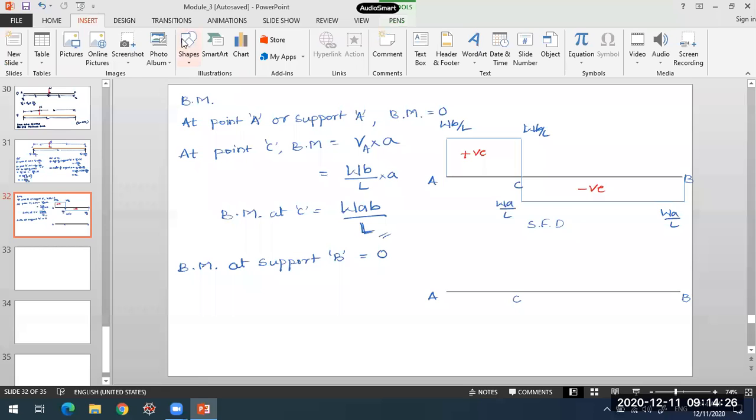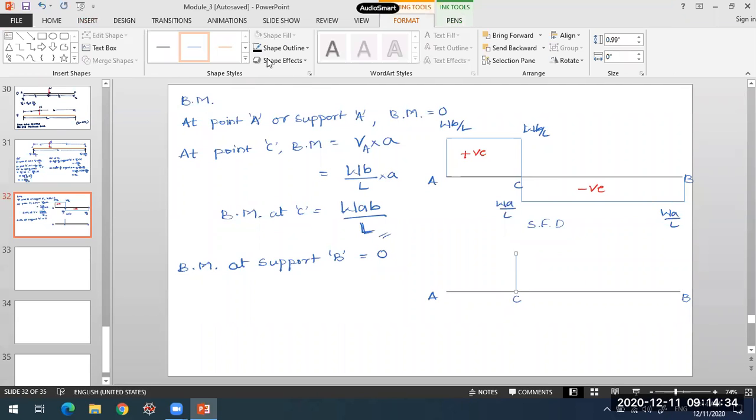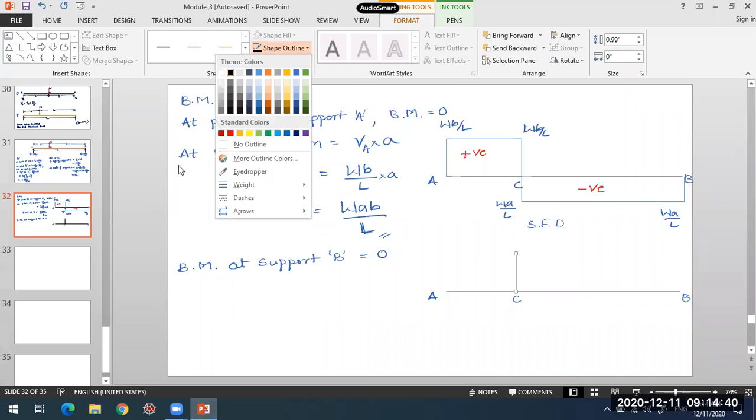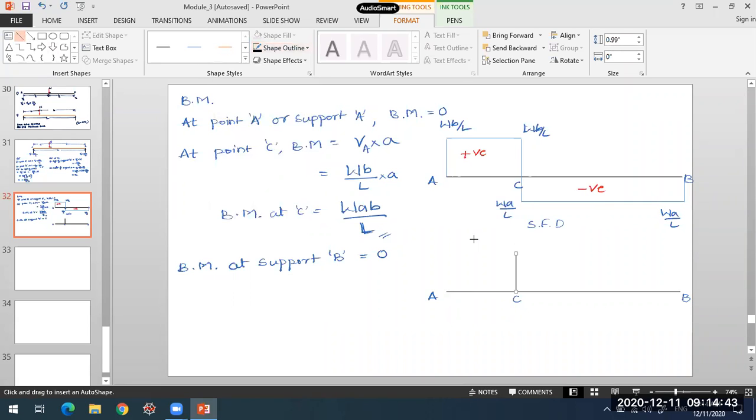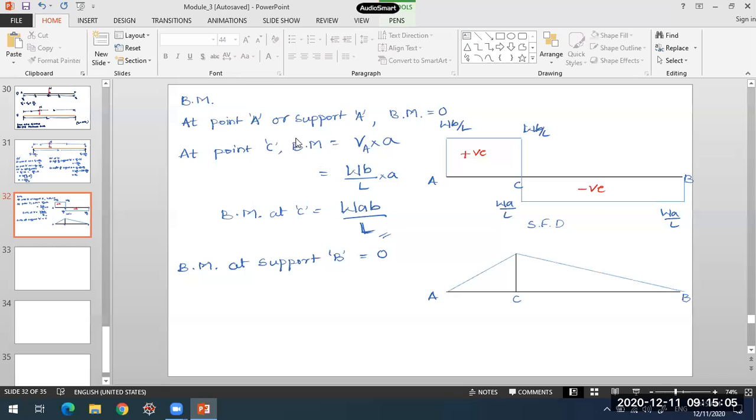So I'll have an ordinate at point C equal to W into AB by L, representing this value of W into AB by L over here. Okay, so this is the ordinate at point C. And then how is the variation? In case of concentrated load, the bending moment will be varying linearly like this. From 0, it will increase to W into AB by L. And again, from this point onwards, it will start reducing to 0, from W into AB by L to 0 over here. Okay, so this is the bending moment diagram for that beam.